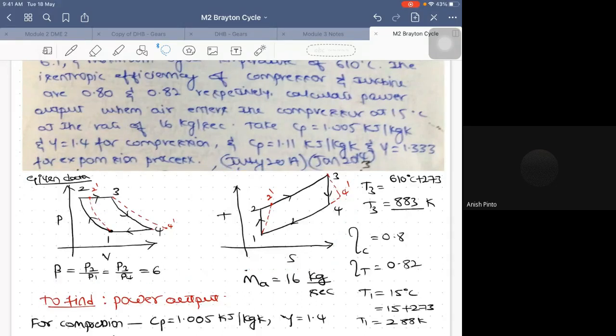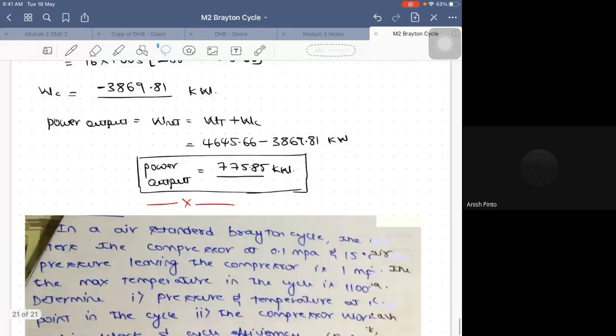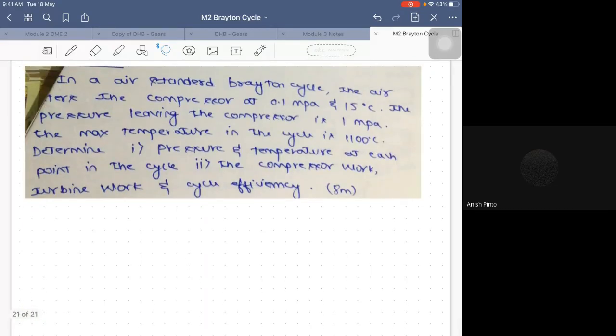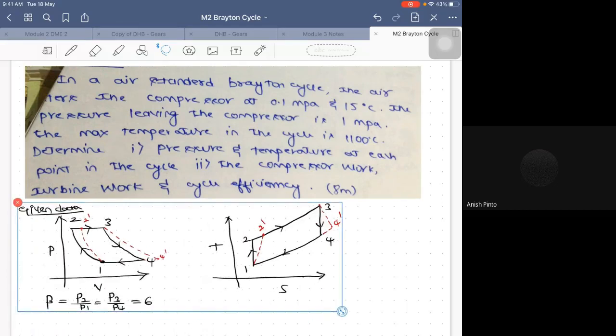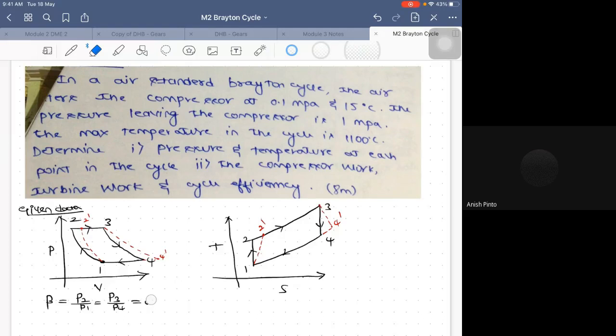Okay. Again, it is based on this Brayton cycle. Again, efficiency is being given, so it is the same thing there. Now, but here the pressure ratio is not being given directly. You have to calculate it.